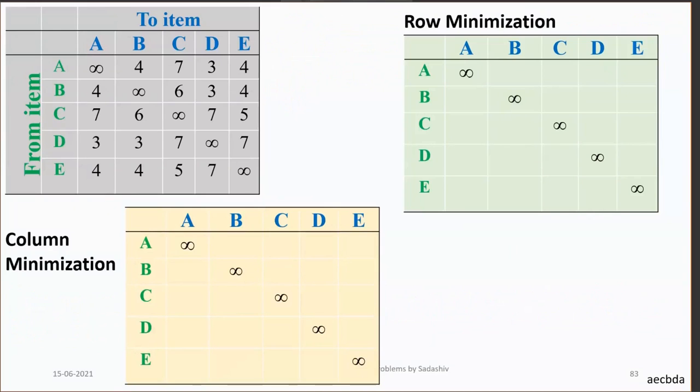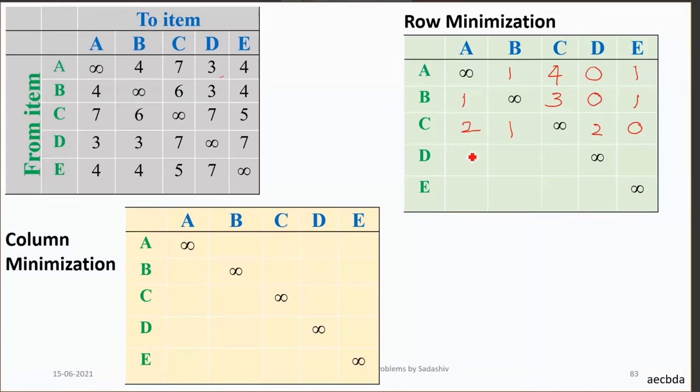So first go for the row minimization. We need to identify the least number. What is the least number in the first row? 3 is the least number. So 4 minus 3 is 1, 7 minus 3 is 4, 3 minus 3 is 0, and 1. Next, B row: again 3 is the minimum number. 3, 0 and 1. Next, C: 2 is the minimum number. 2, 1, 2 and 0.